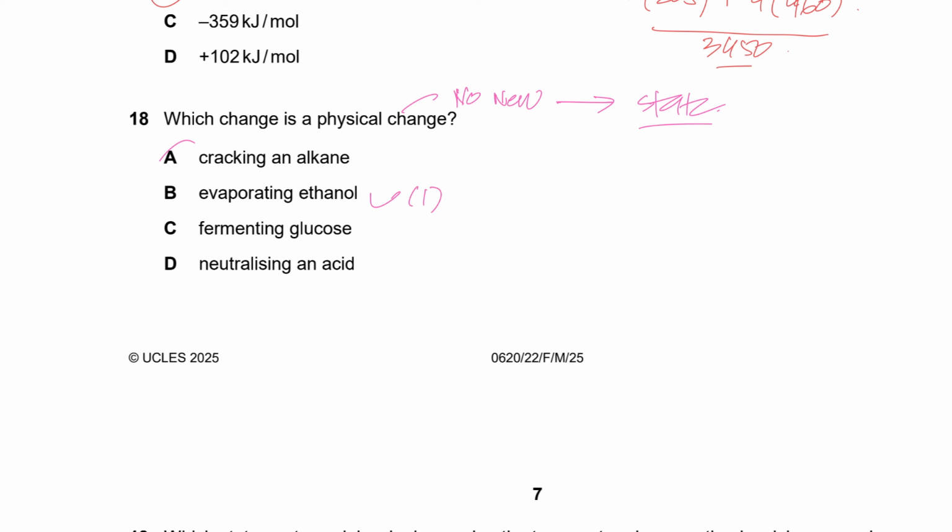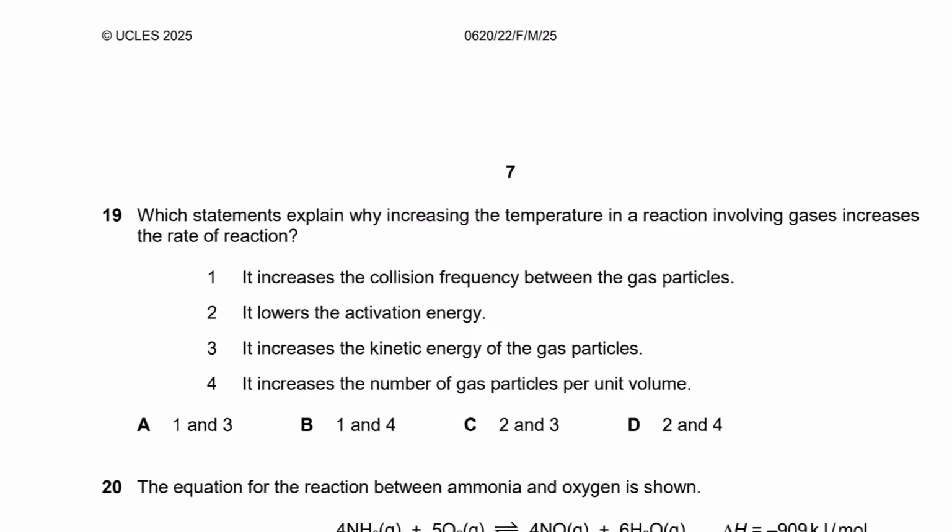Evaporating ethanol. Ethanol is a liquid, goes from liquid ethanol into gaseous ethanol. That's also a physical change. It's not a chemical change. Why? Because no new product is being formed, no change in the chemical composition of matter. It was ethanol, it's still ethanol, no new products are forming, it's just the change in appearance. Fermentation of glucose produces ethanol, so new products are being formed. Neutralization of acid produces salt and water, new product.